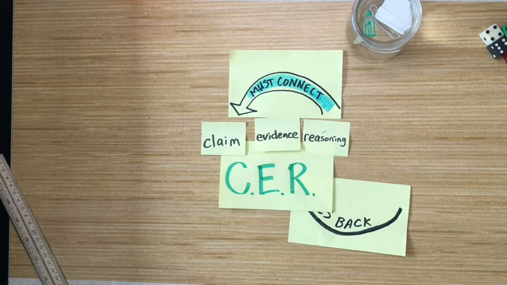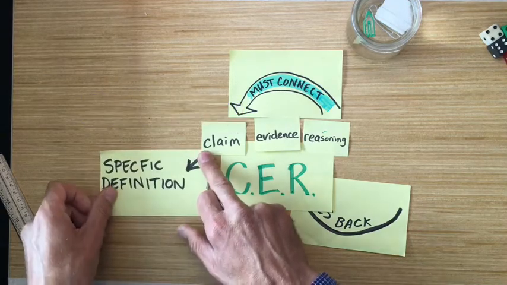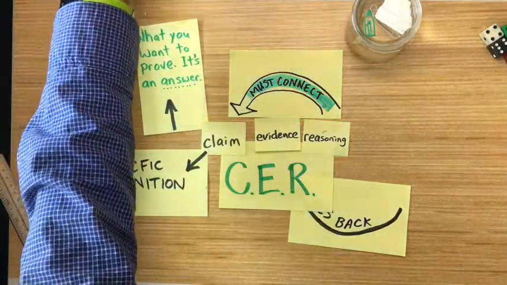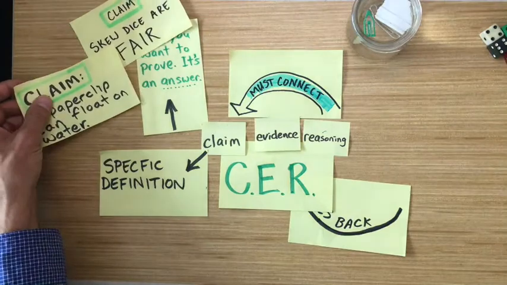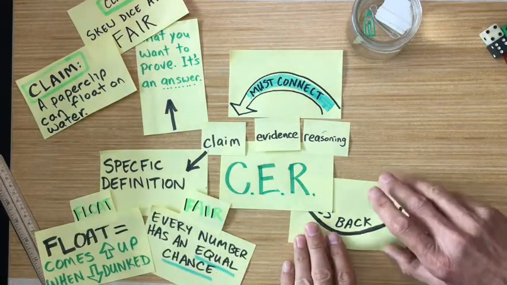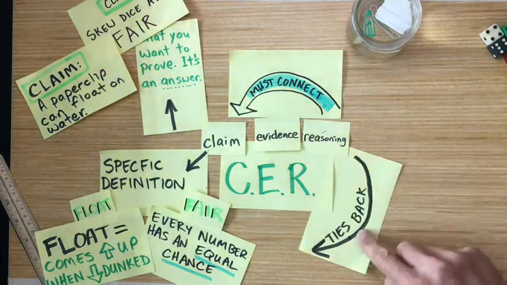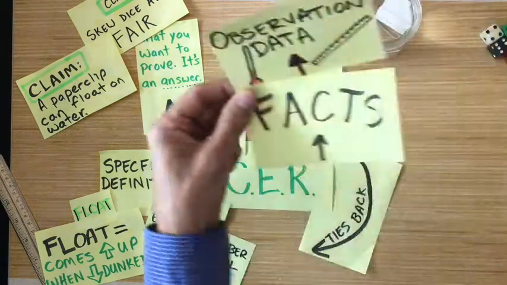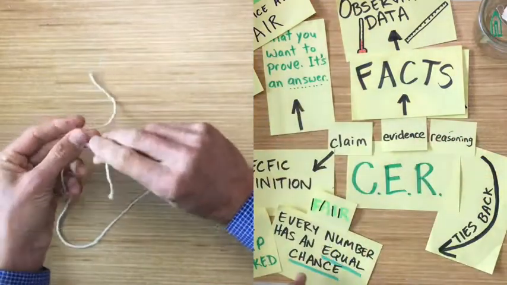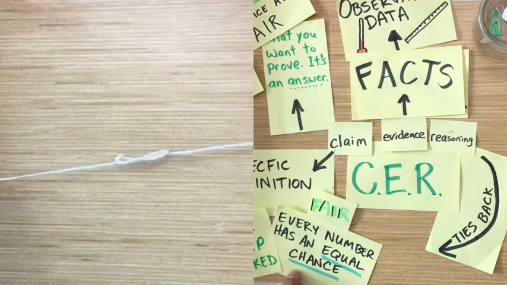The claim evidence reasoning framework is a powerful tool for making new learning happen and proving new things in science. In summary, we have to remember that the claim is a specific definition. It's what you want to prove. It's an answer. Here are some claims that we made today, and here are some specific definitions. The reasoning has to show how the observations and data support or don't support a specific definition in the claim. If the reasoning is not there, then the whole thing falls apart.